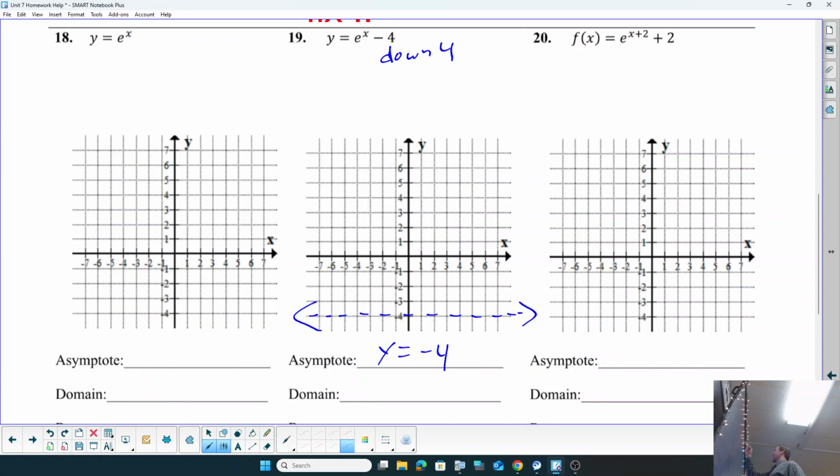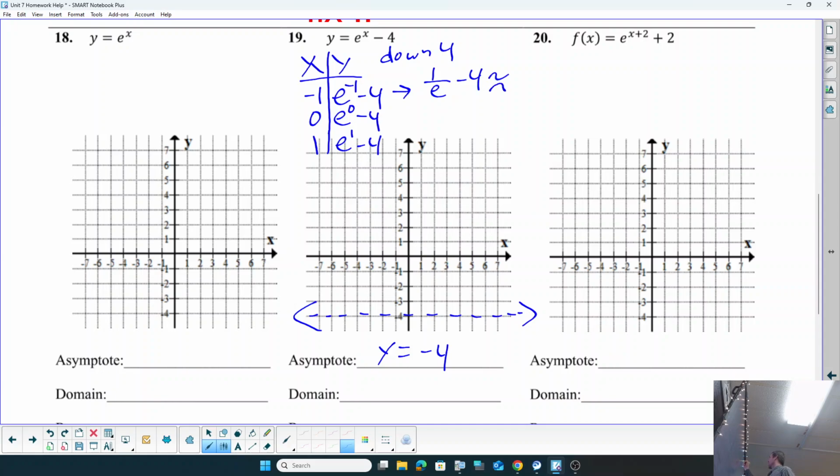And so if we do an XY table kind of thing, and we plug in -1 and 0 and 1, you get e to the -1 minus 4, you get e to the 0 minus 4, and then you get e to the +1 minus 4. And that's going to help us with graphing. So e to the -1 is actually 1 over e, minus 4.